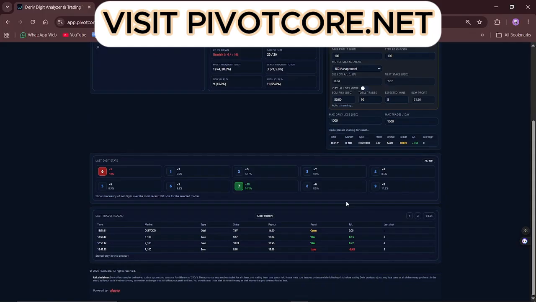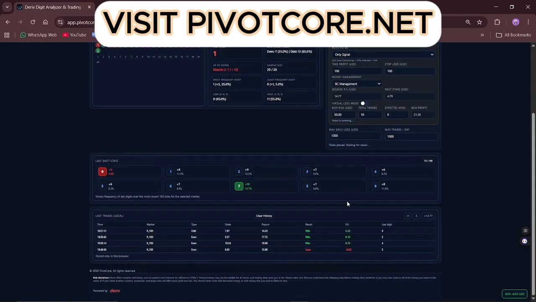Watch as the bot executes these 10 trades. Notice how it stays calm even after a loss, immediately moving to the next opportunity without emotional bias.